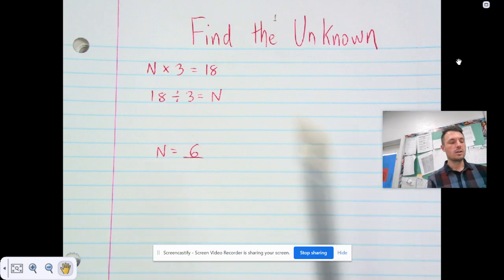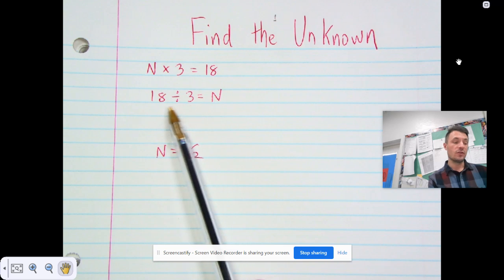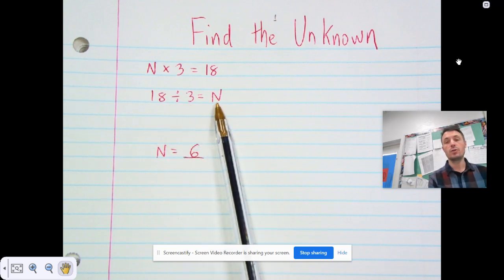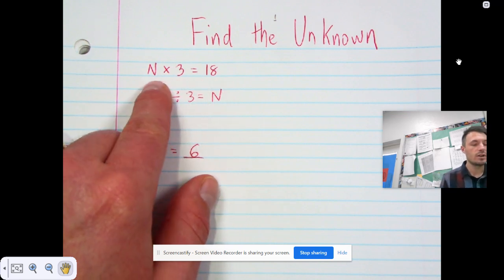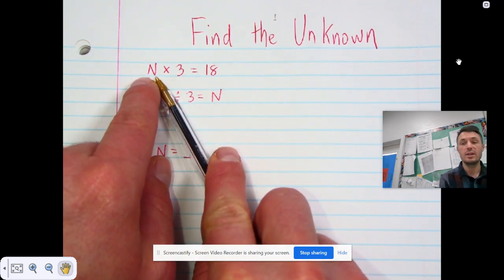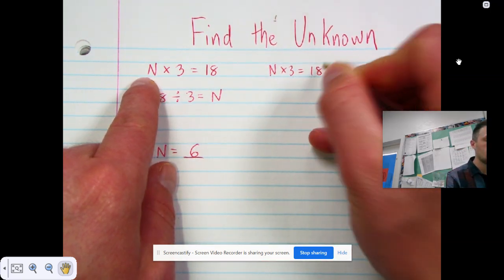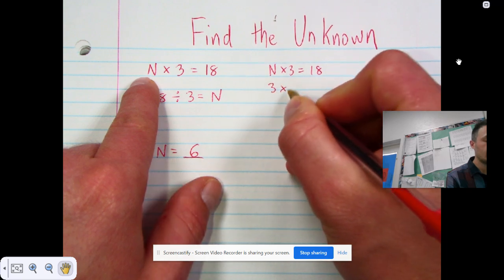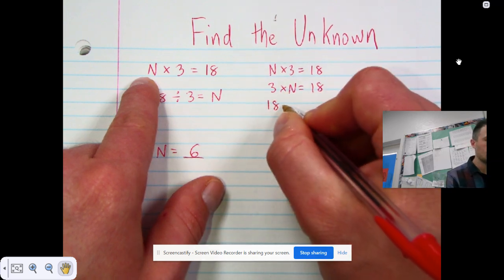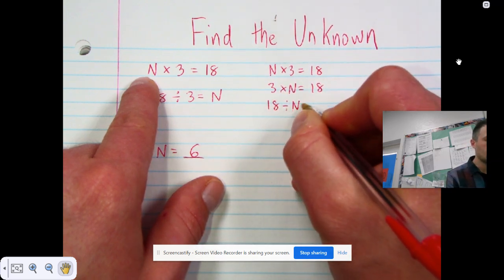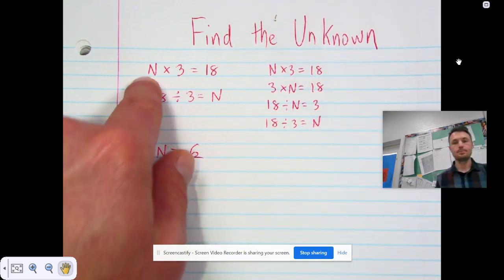Now let's say you have a hard time understanding how to use the inverse operation. Well, a great way to find that inverse operation is to use fact families. So let's just create a fact family with these three numbers. One of the numbers is an unknown, but we can still create a fact family. If it's true that n times 3 equals 18, it's also true that 3 times n equals 18. And if that's true, it's also true that 18 divided by n equals 3, and it's also true that 18 divided by 3 equals n.